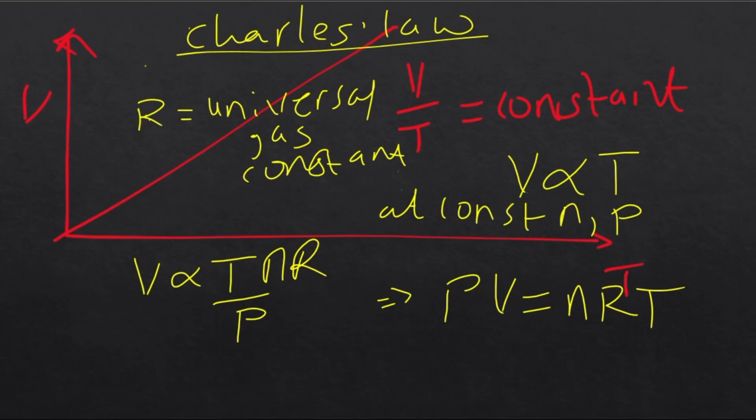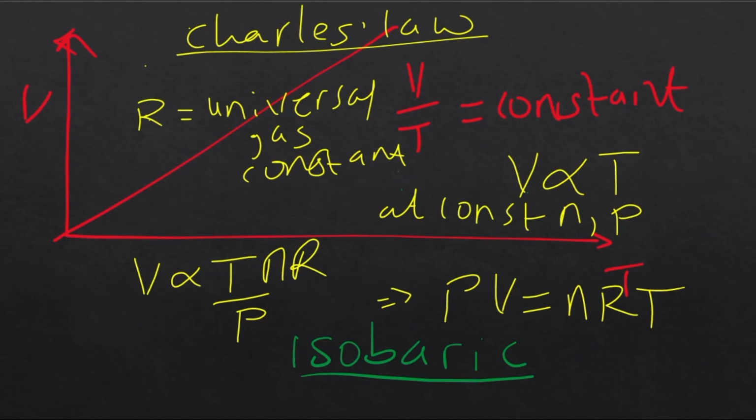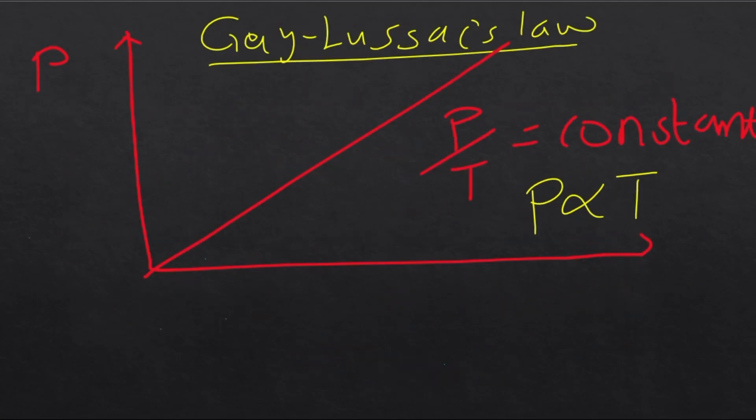The other thing you have to know is that when a process is occurring at a constant pressure like this, we call it an isobaric process. So if it is at constant temperature, as we explored here, it was constant n and T, the process will be called an isothermal process. Isothermal and isobaric. And the next law is Gay-Lussac's law.